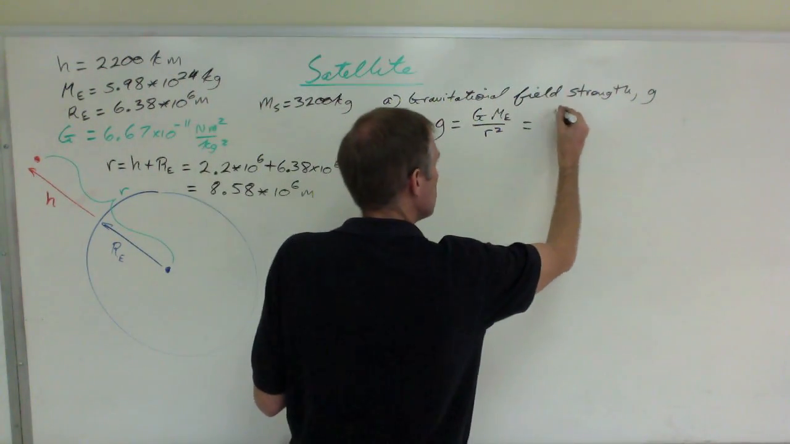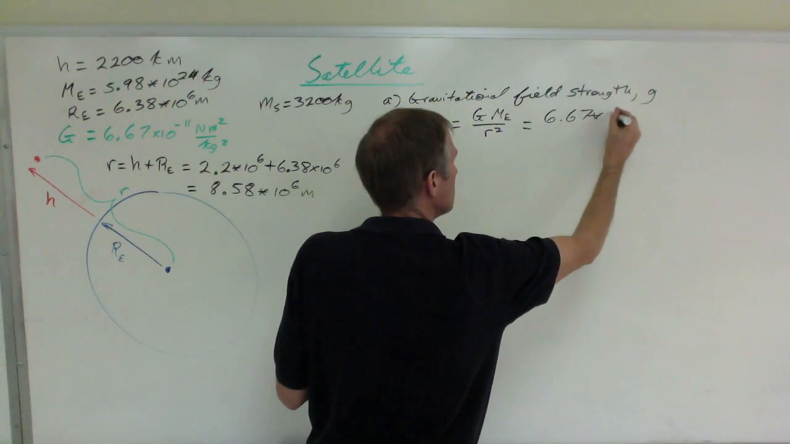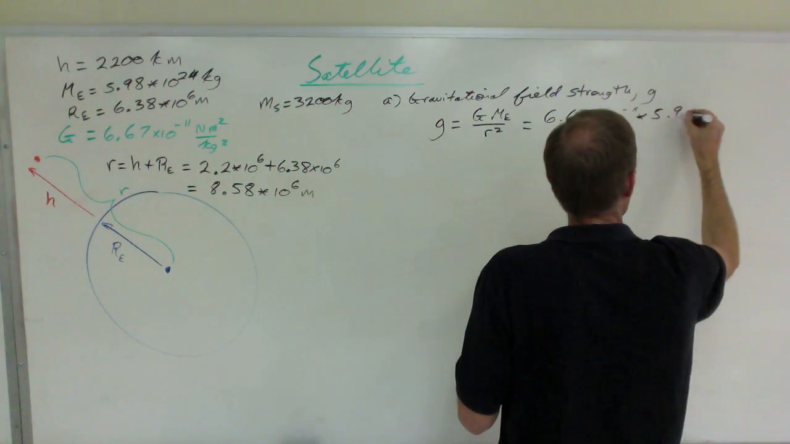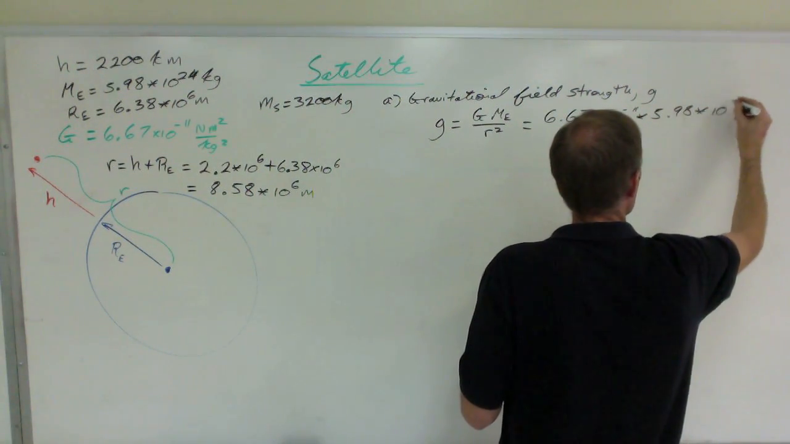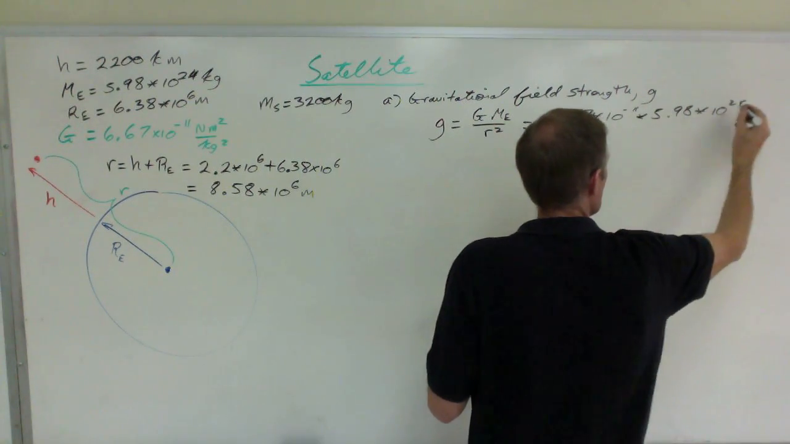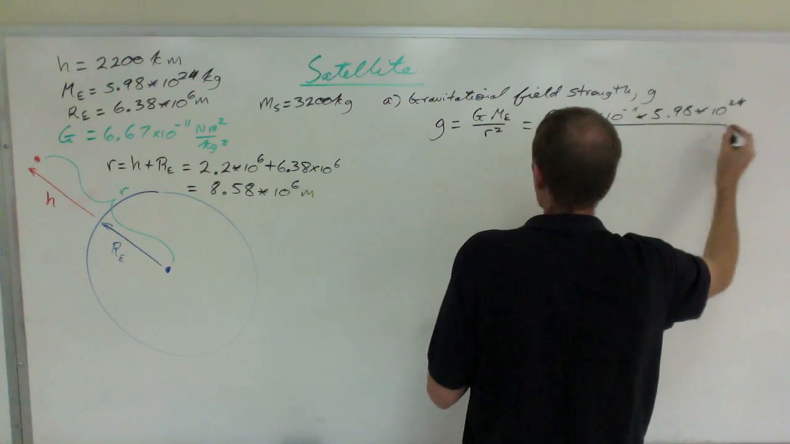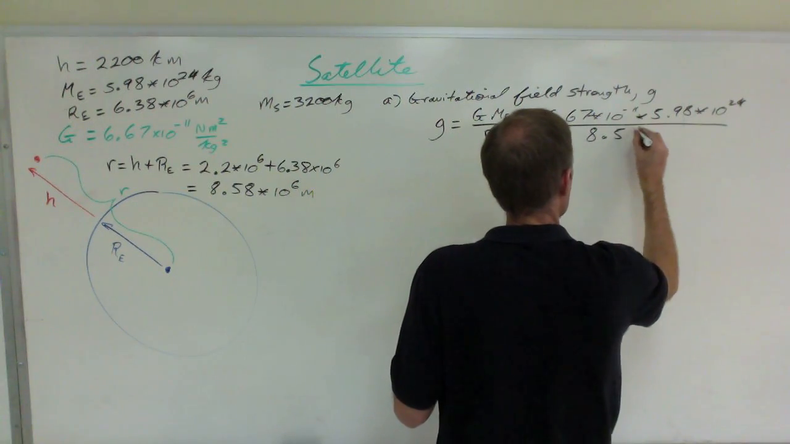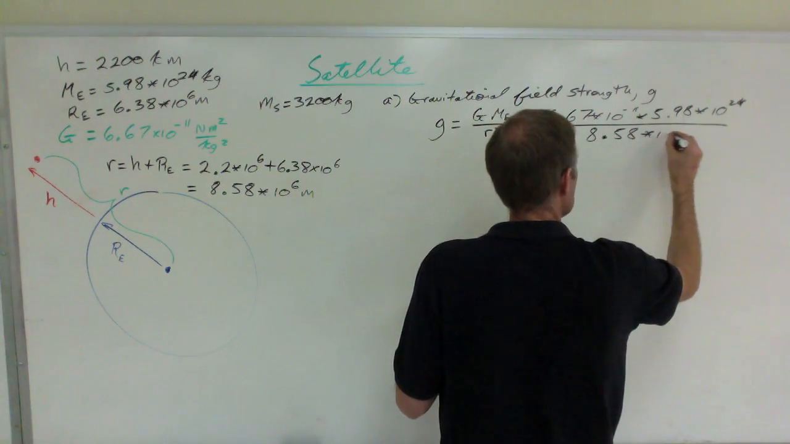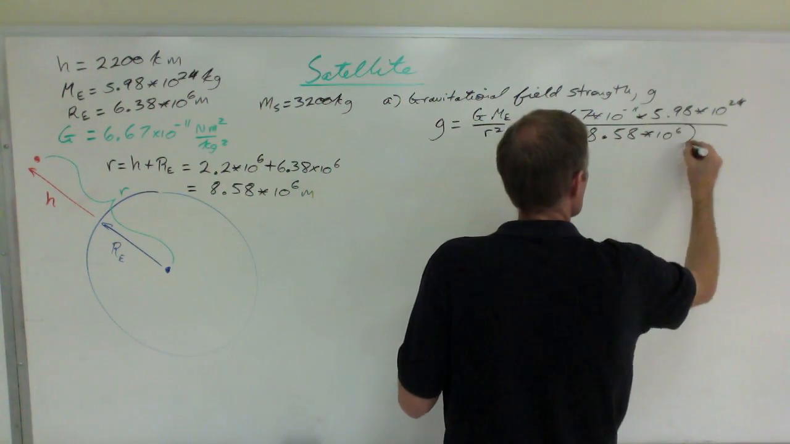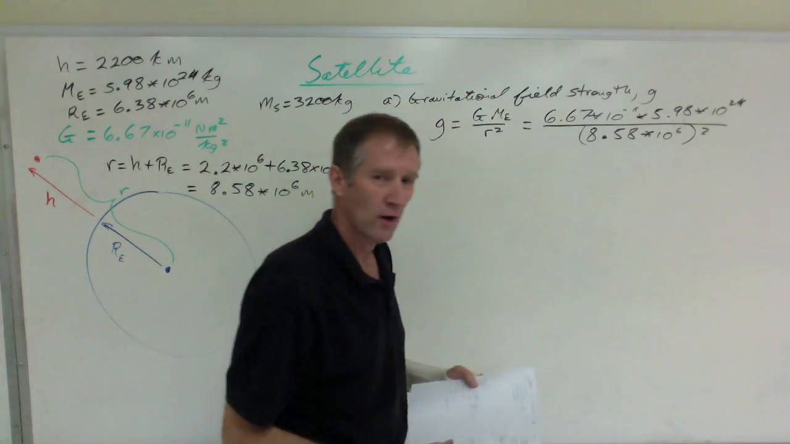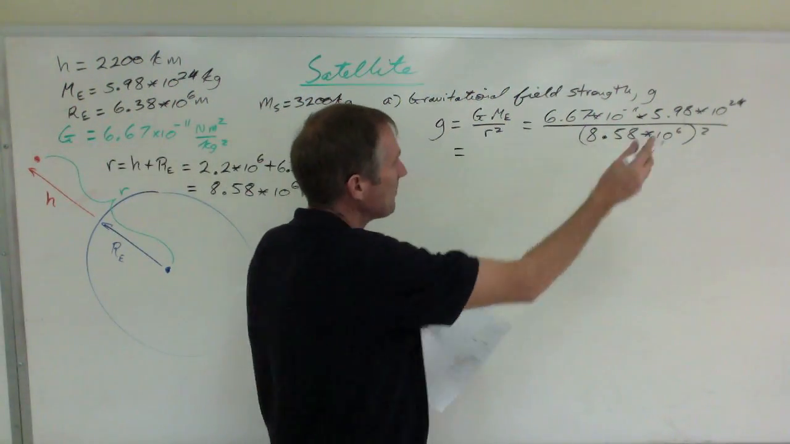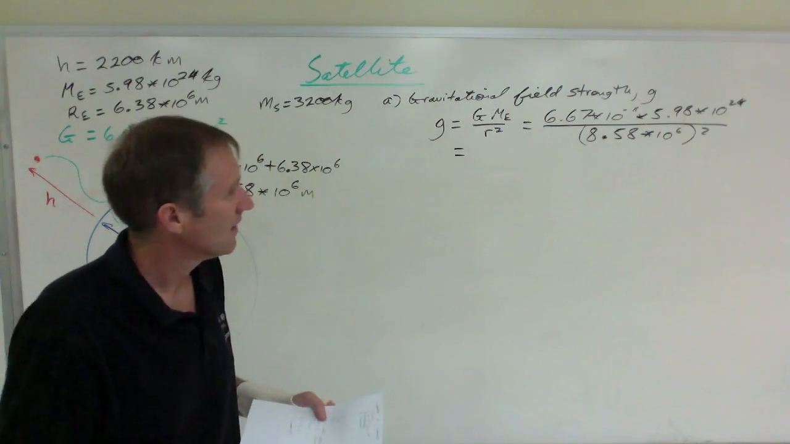All right, what is this? 6.67 times 10 to the negative 11 times 5.98 times 10 to the 24, divided by 8.58 times 10 to the 6 squared. Don't forget to square it. That's a common mistake. And it comes out, I mean, that's an awful looking calculation.